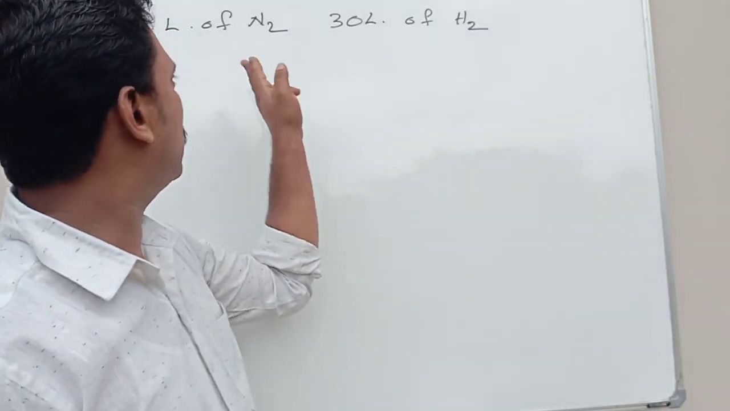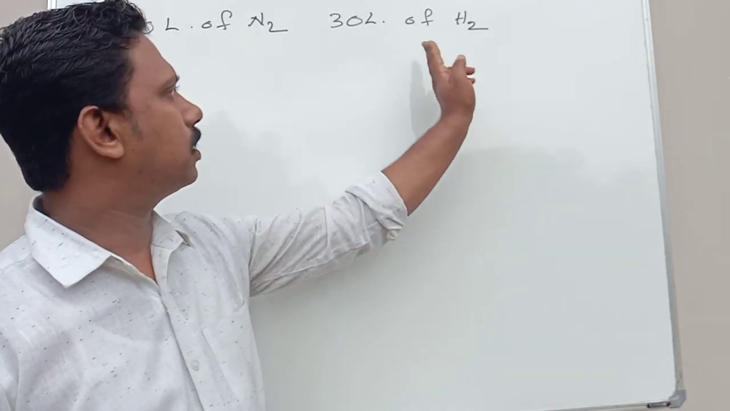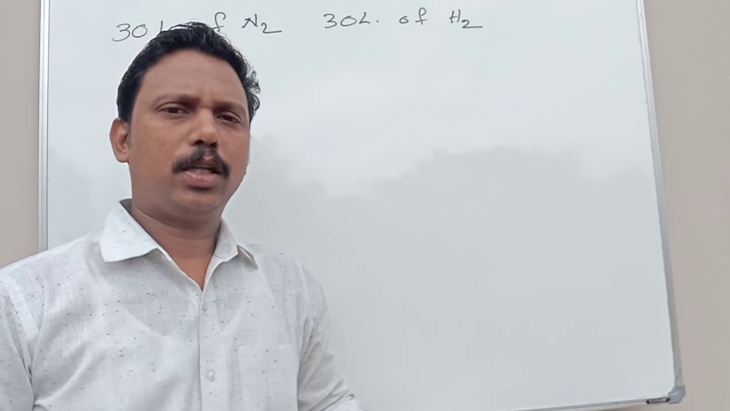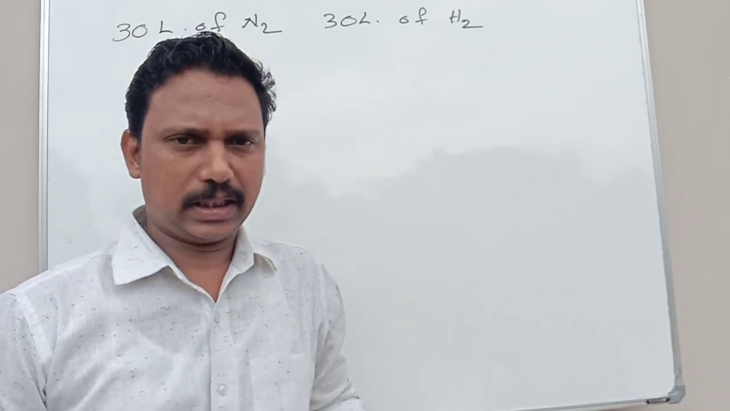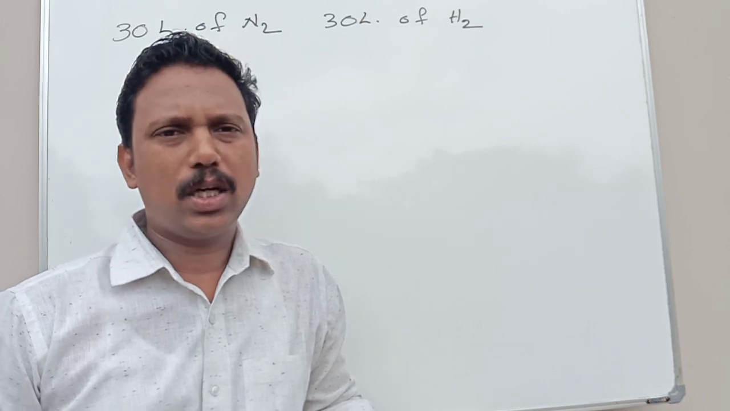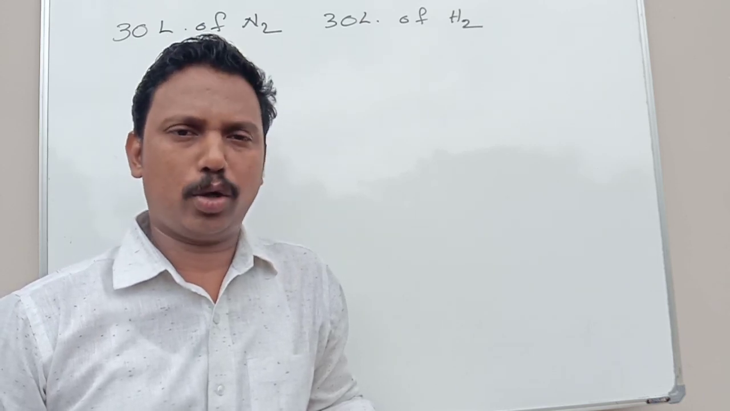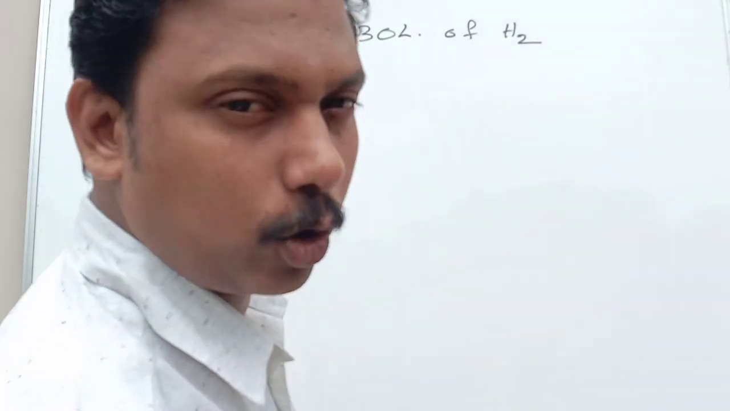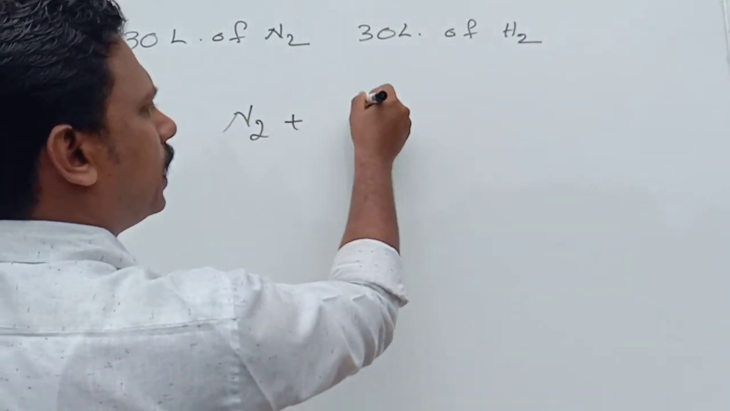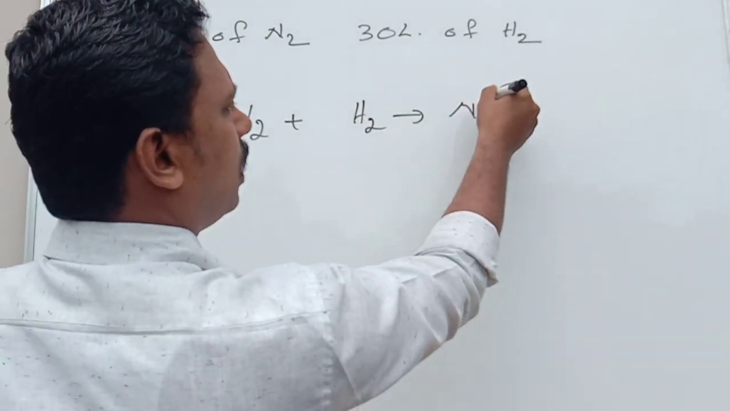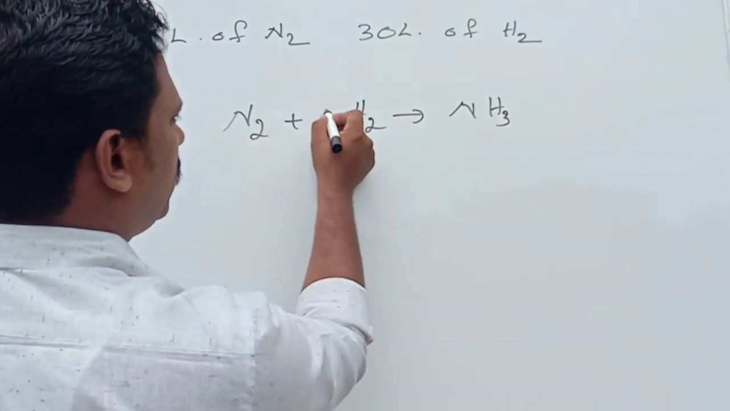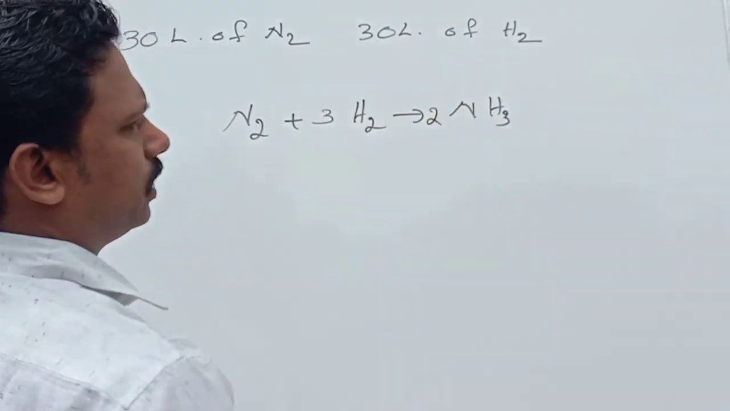If 30 liters of N2 and 30 liters of H2 are mixed and the yield is only 50%, what is the concentration of the gaseous mixture formed at the end of the reaction? Now we are going to write the equation. N2 plus H2 giving NH3, and now we balance it. N2 plus 3H2 giving 2NH3.